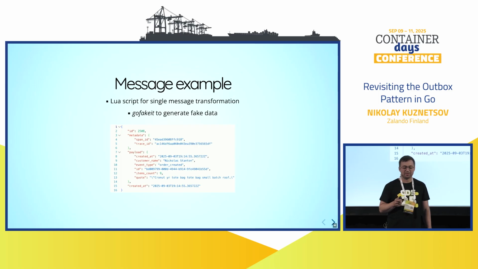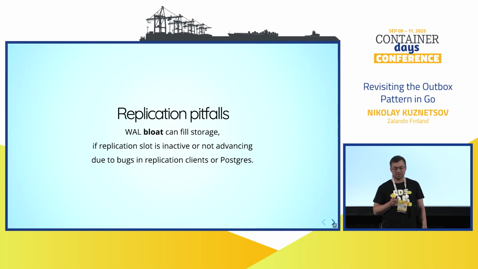I don't show the demo here, but this is what I prepared. I went to the Kafka UI, and this is how the message looks. I was using the Go gofakeit library to generate some fake data and insert the orders and outbox messages into the outbox table. Then I configured PeerDB to read that outbox table and publish to Kafka, and this is how it looks in the Kafka UI. You can also transform the messages using Lua scripts in PeerDB.